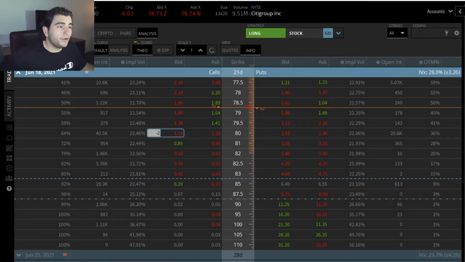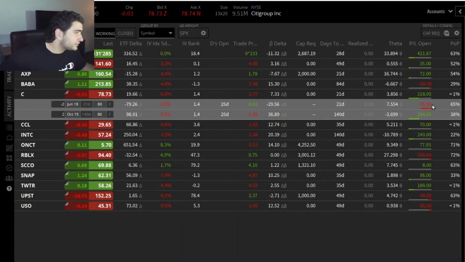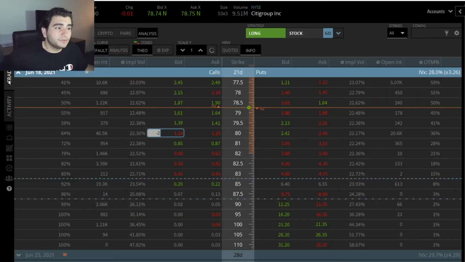So right now I'm currently down on this trade, but I also have a 65% probability of profit and about 4 thetas that I am positive. So I'm making about $4 a day on this trade as time passes and as this spread decays in value. So let's see what that would look like in a risk profile.